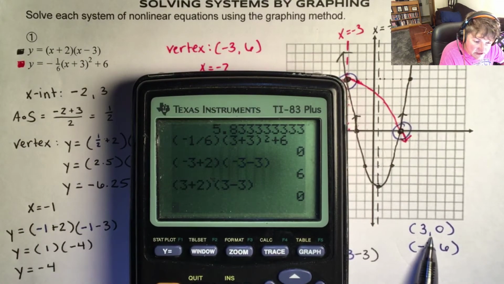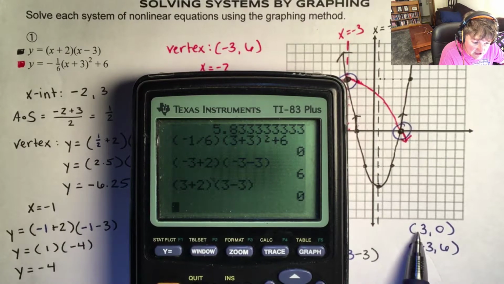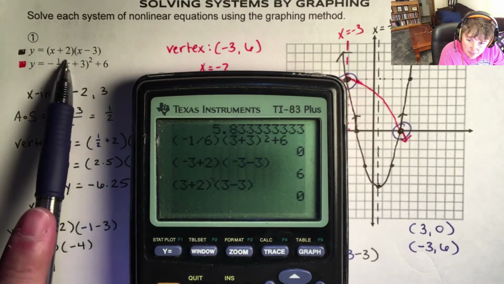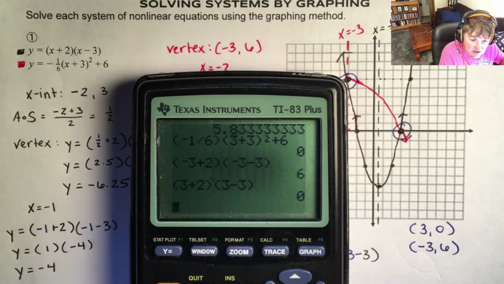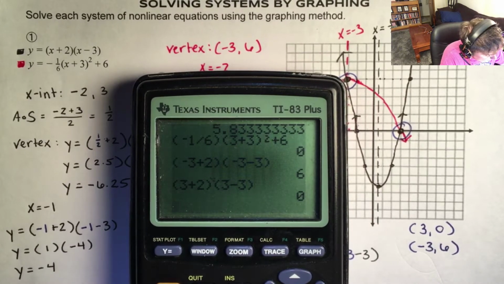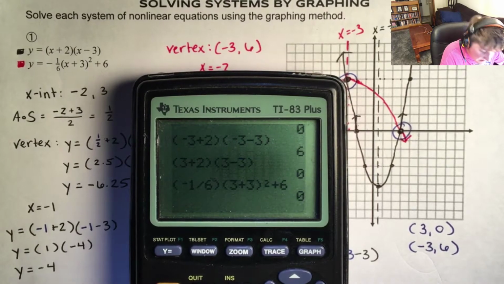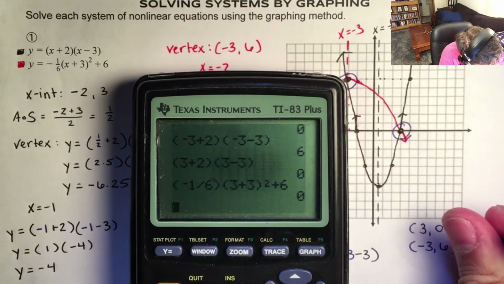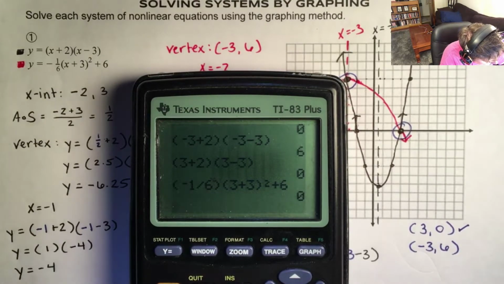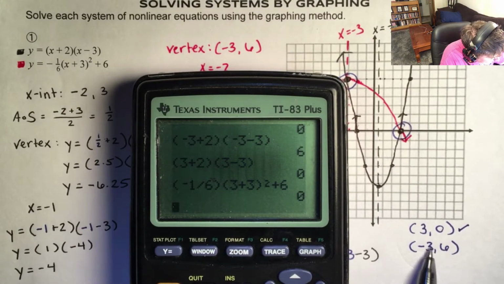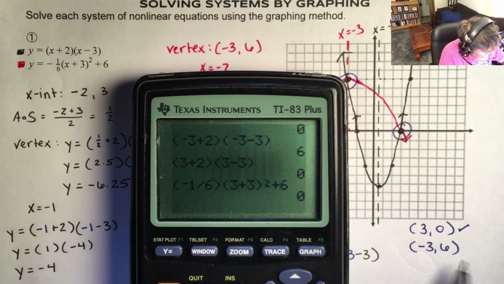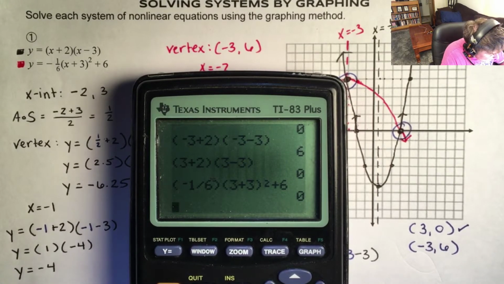So what it means to be a solution is when I plug in this x value here, 3, into the bottom equation, it should give me the exact same value, or it should give me y value of 0 as well. So negative 1/6 times 3 plus 3 squared plus 6, it's 0. Okay, so this one checks out. Okay, and then the next one, when I plug in negative 3 into both equations, I should get positive 6 out. So let's go ahead and see that.